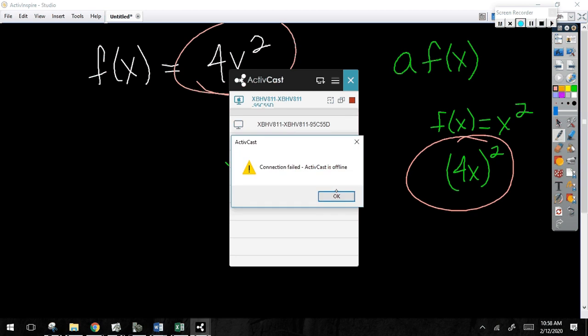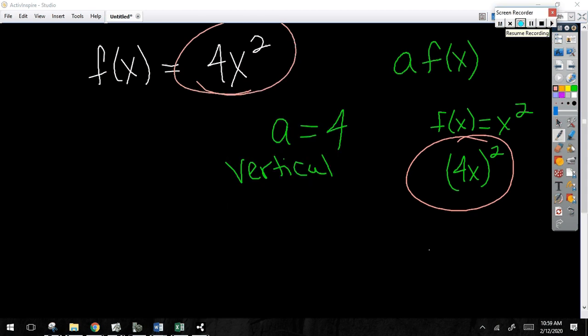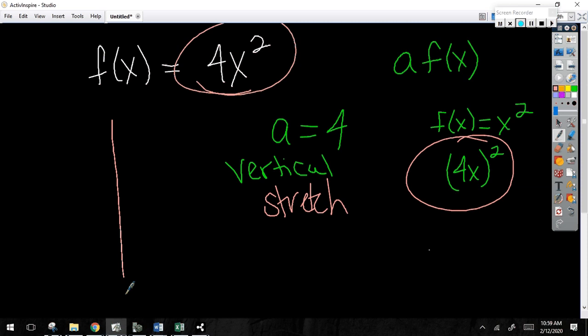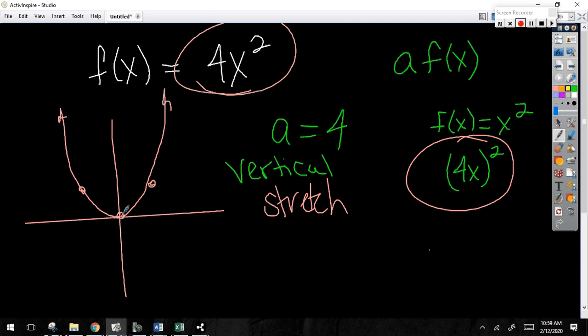All right, give it just a second. So once we determine vertical or horizontal, we find our A. Our A is 4. I know it's vertical, it's in front, so I look at vertical. Absolute value of A is bigger than 1, which tells me it's a vertical what? Stretch. So it gets skinny. Now if I think about that vertical axis just stretching out, this is going to be a parabola that is skinnier than the parent. So if this is the parent, then this one is going to be somewhere inside, skinnier.